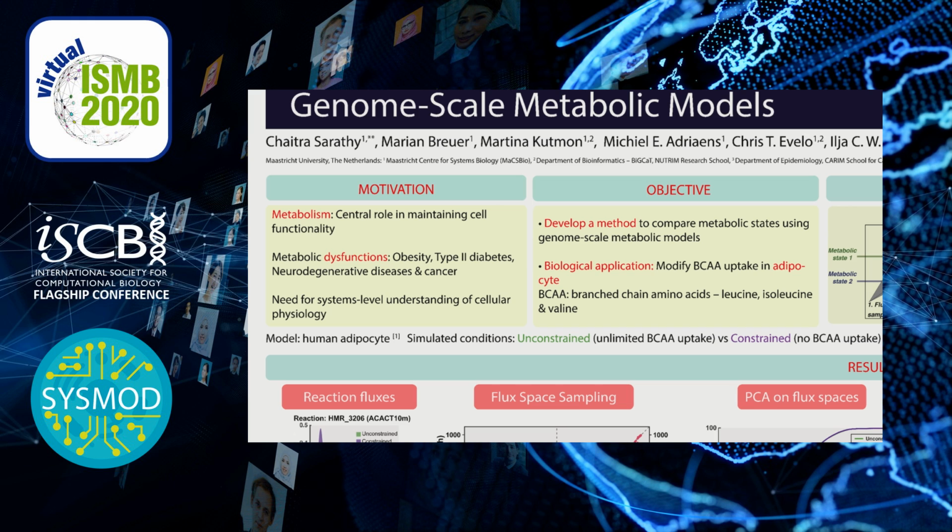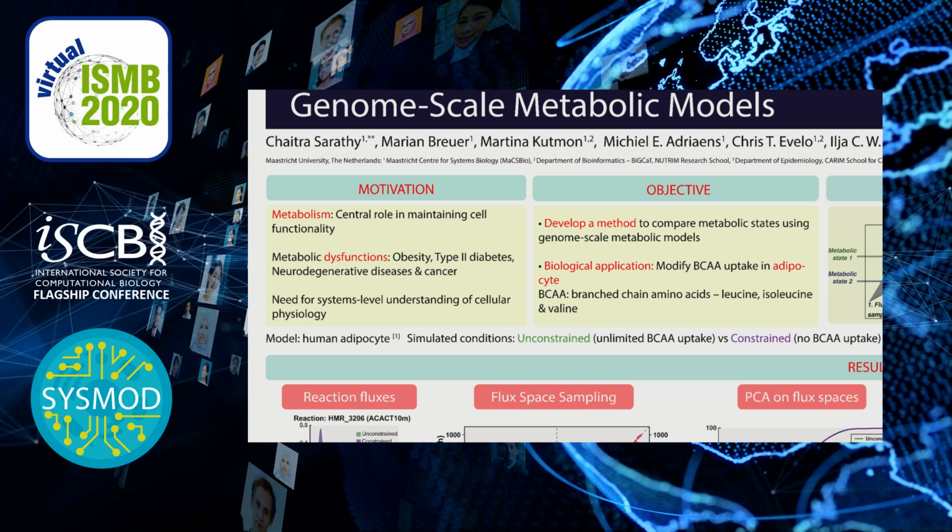Metabolic dysfunctions are associated with several diseases such as obesity, type 2 diabetes, neurodegenerative diseases, and cancer. This makes systems-level understanding of cellular physiology very important for developing treatment and prevention strategies. In this work, our main interest was in studying the network-wide effect of different environmental perturbations.